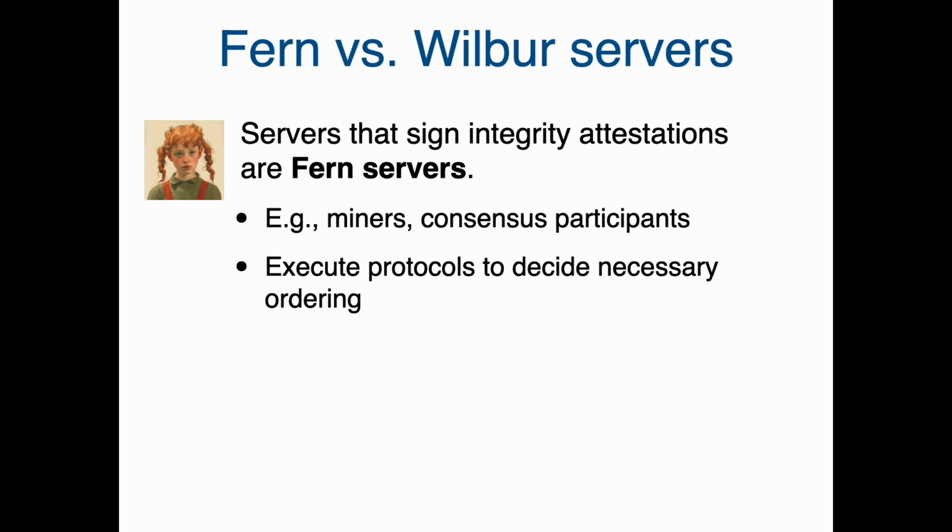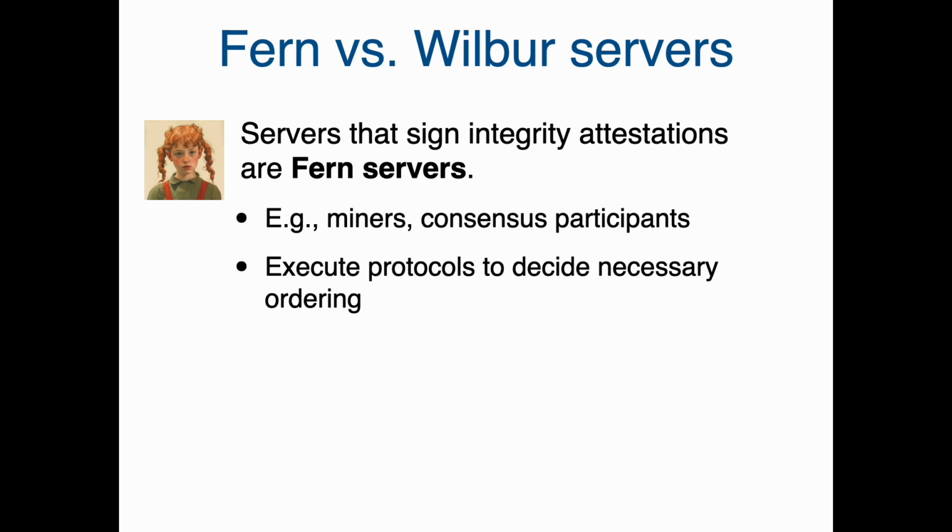Okay, so these attestations then are generated by various servers that are part of the system. And we have two kinds of servers. There are what we call Fern servers. If you remember Charlotte's Web, Fern is the character who decides who lives or dies. So Fern servers generate integrity attestations. They decide which blocks belong in the data structure in some sense. So miners in a conventional proof of work system are serving the role of Fern servers because they in some sense decide what belongs in the blockchain.